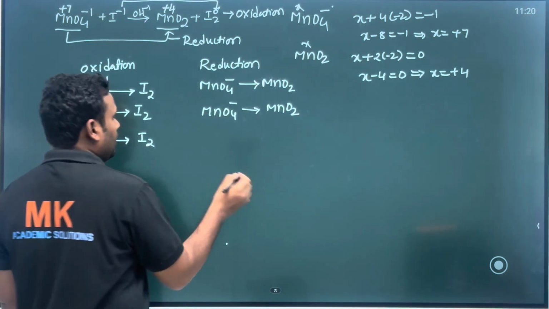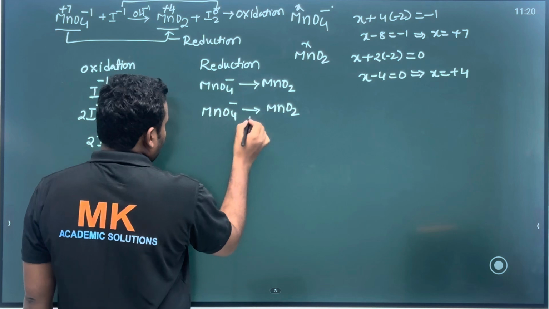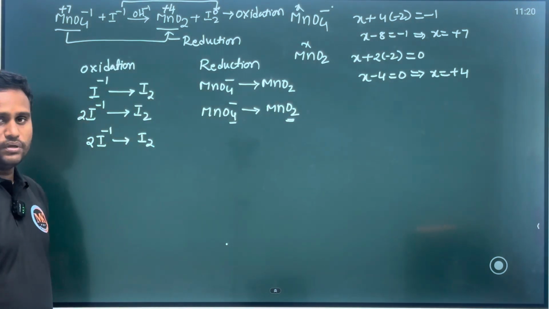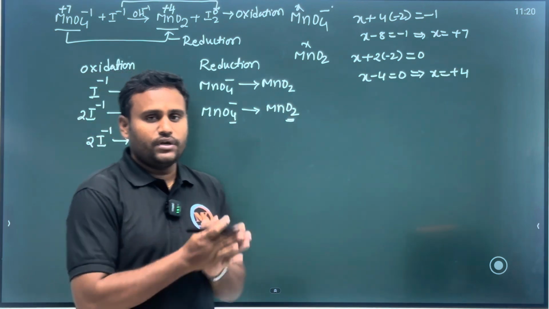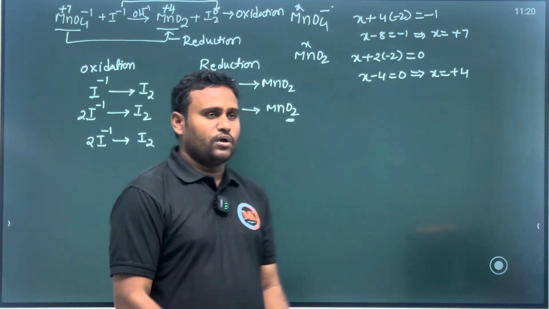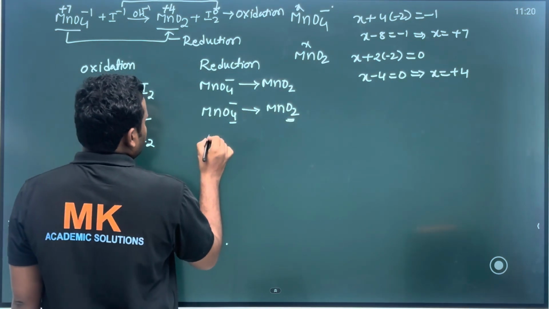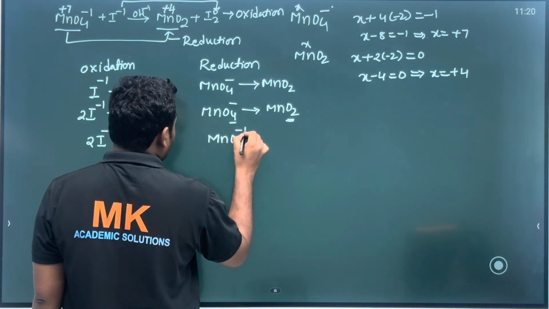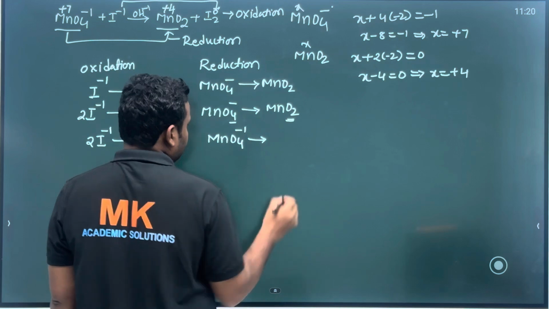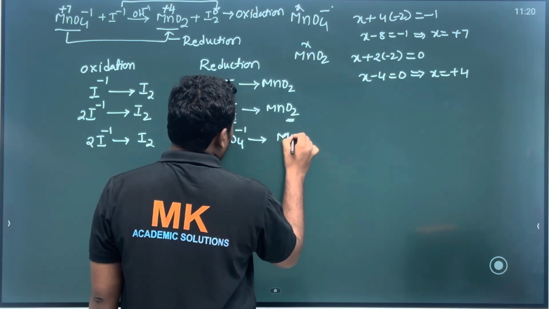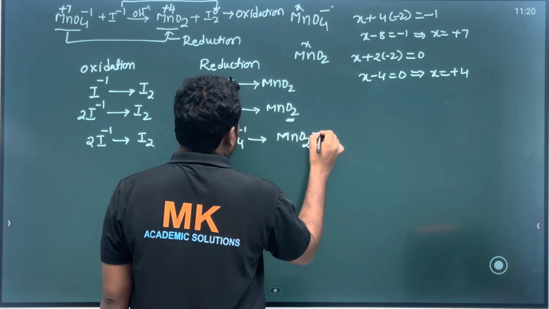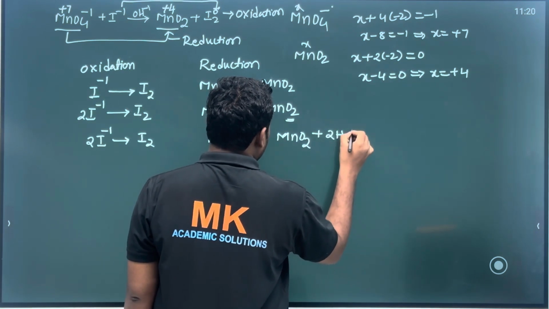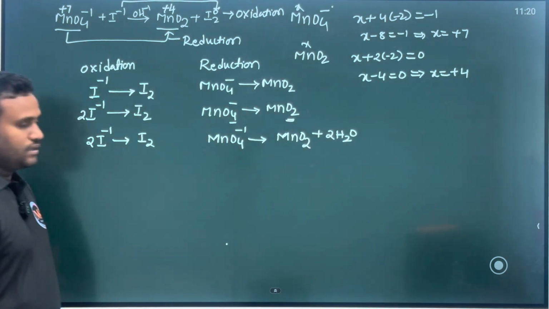And in MnO4 minus, here 4 oxygens are there, here only 2 oxygens are there. So on the deficient side, what we need to do, children? We need to add water molecules. Okay. So MnO4 minus gives rise to MnO2 plus 2H2O. Okay, right.